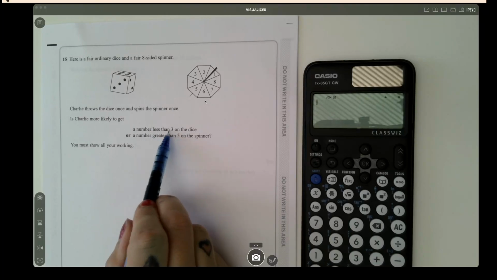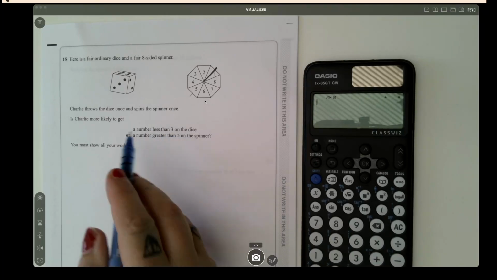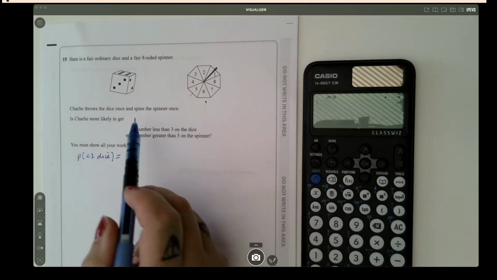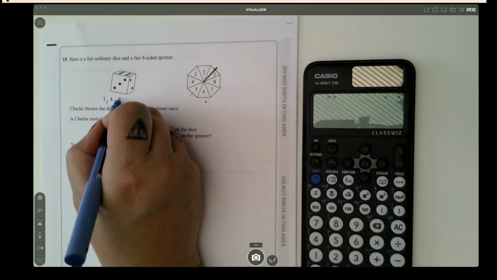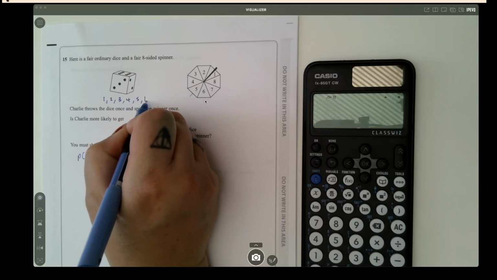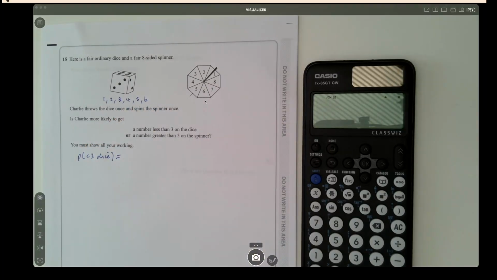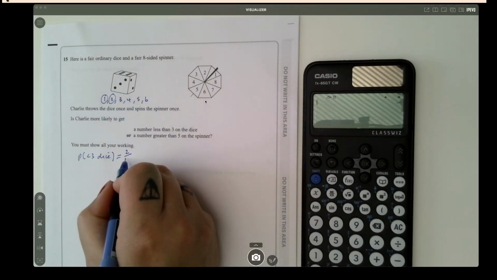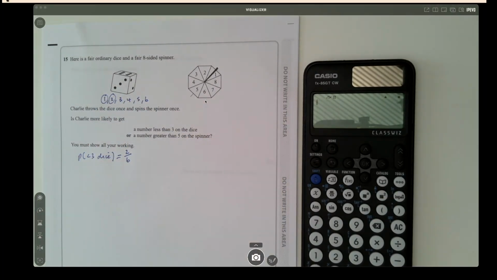So let's find the probability of a number less than 3 on the dice. So we have the options 1, 2, 3, 4, 5 and 6 when we roll a dice. We want options less than 3. So there are 2 out of 6 options less than 3.